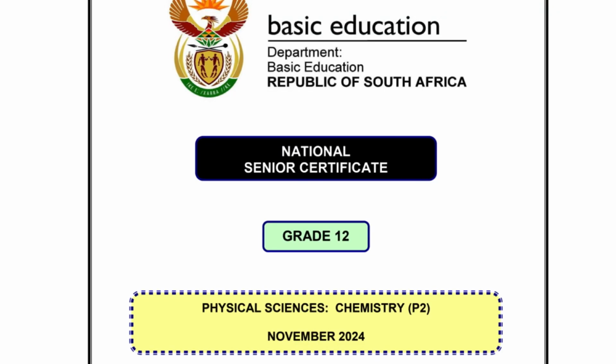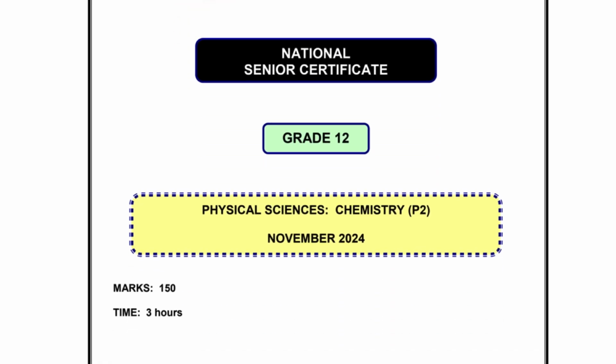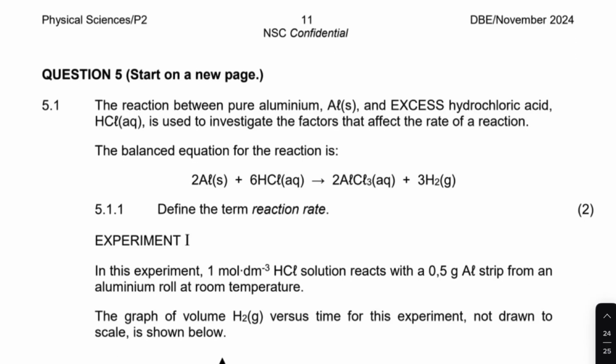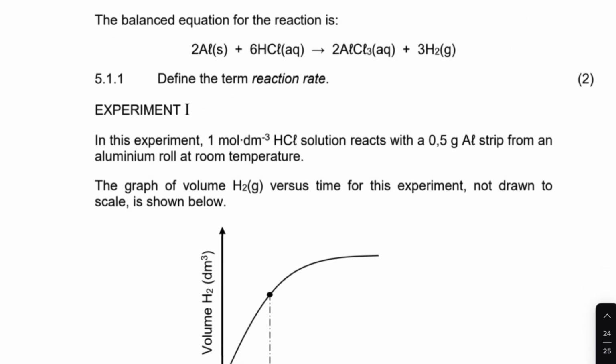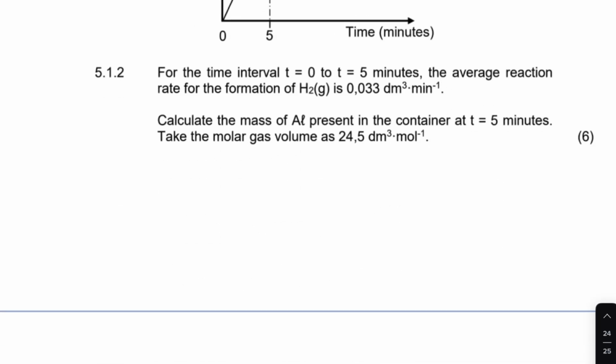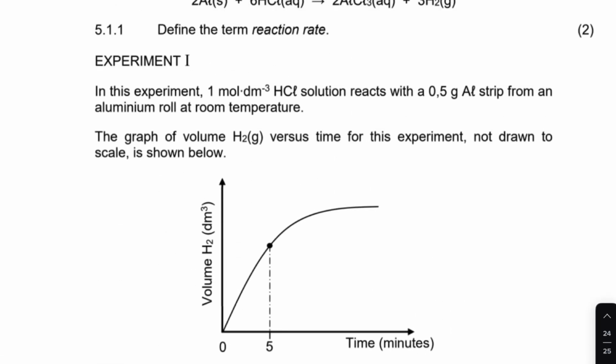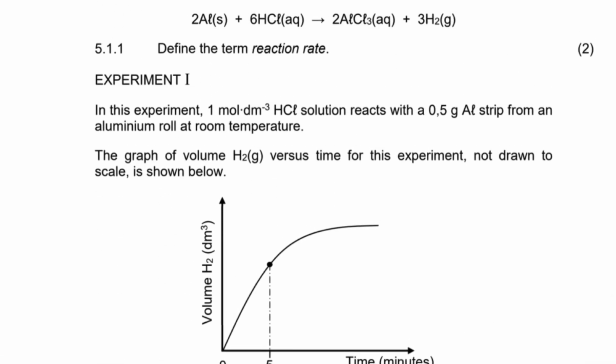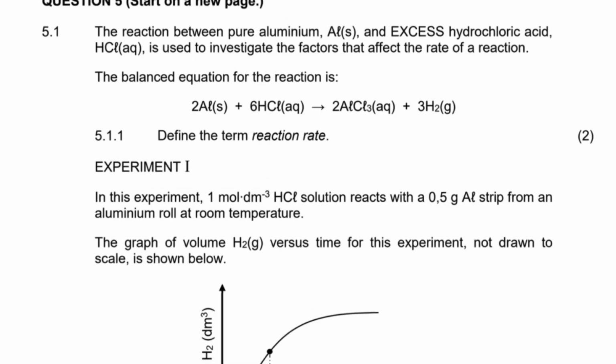I'm doing the paper 2 November 2024, but the focus is the rate of reaction. Even in this question paper, I'm not going to do the entire question. I'm going to focus on the stoichiometry, which is the 6 marks question. The other questions, I think you can easily do them, right?